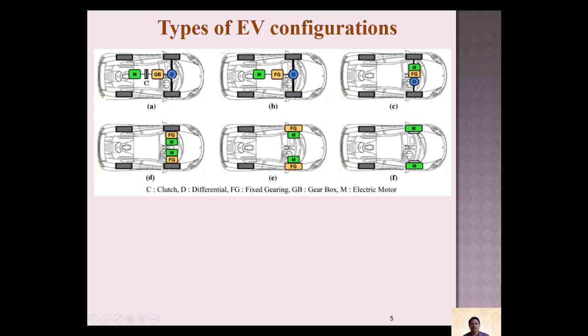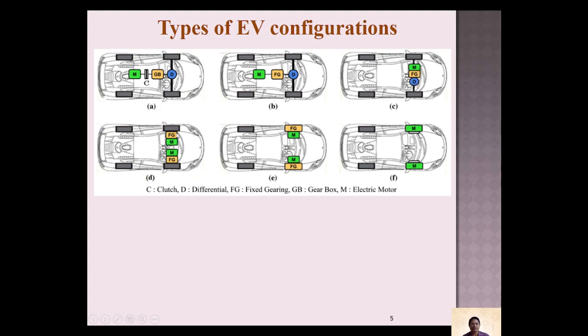So the driving is in the front wheel. Then motor, then fixed gearing, there is no clutch here, then differential unit. Here there is no clutch, there is no separate shaft. All are powered in the front wheel. Motor, then fixed gear, then differential. All are aligned in a single shaft.